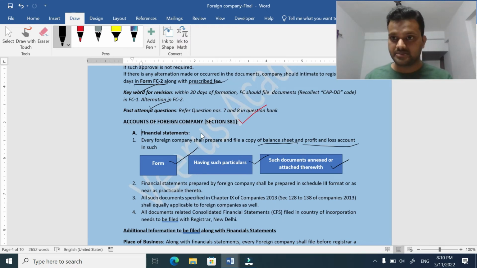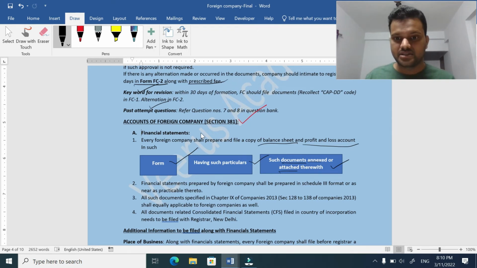But with some exceptions, with some modifications, because it's a foreign company, they may not be able to comply with all the provisions specified in Schedule 3. So they can make necessary adjustments to their requirements, but they have to follow Schedule 3 here. The form and particulars as per Schedule 3. And what are the documents annexed or attached therewith? This is also the same as what is applicable to the Indian company. The same thing is applicable to the foreign company, mutatis mutandis, legally meaning with necessary modifications.